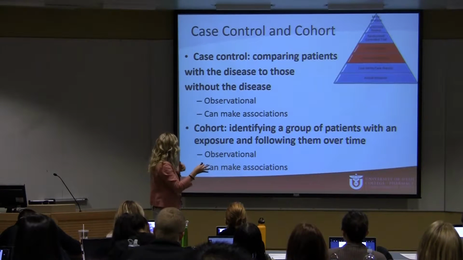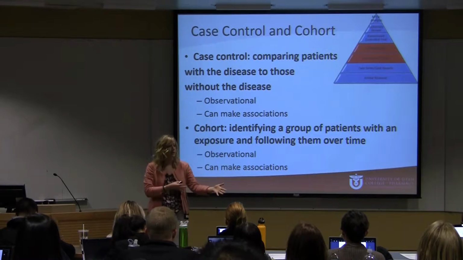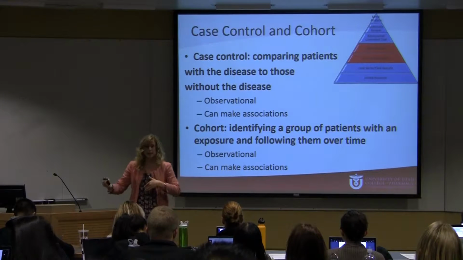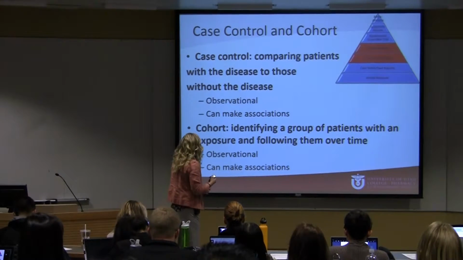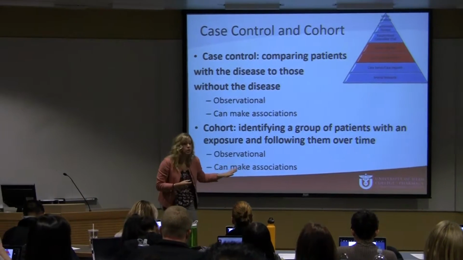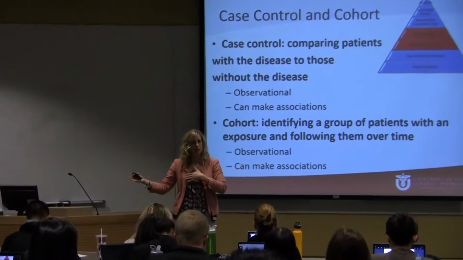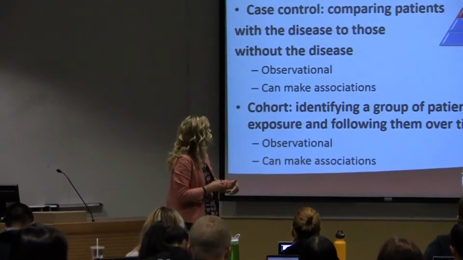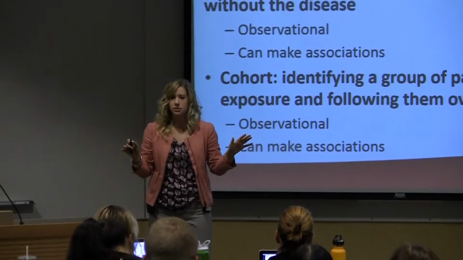So it's a little bit different from the case control, but they're the same in that they're both observational. We're not giving them anything, we're not doing an experiment, we're just following them and seeing where they go. Again, you can make those associations, but you cannot make a cause and effect. So you cannot say that such drug causes such side effect. Does anyone have any questions so far?